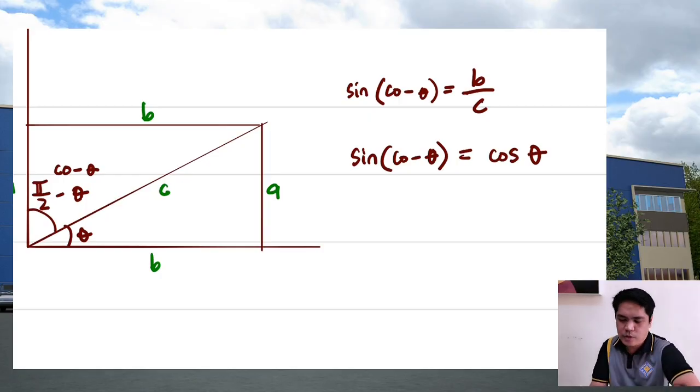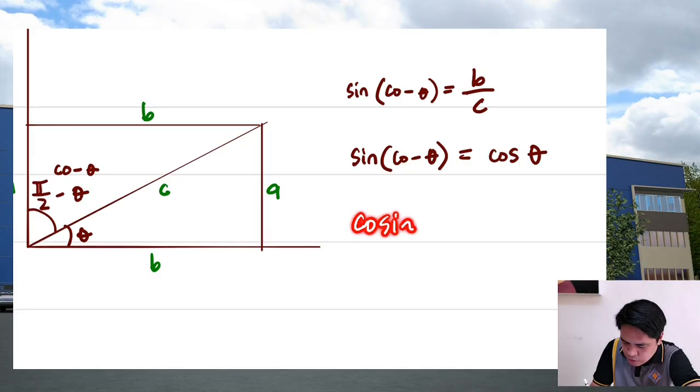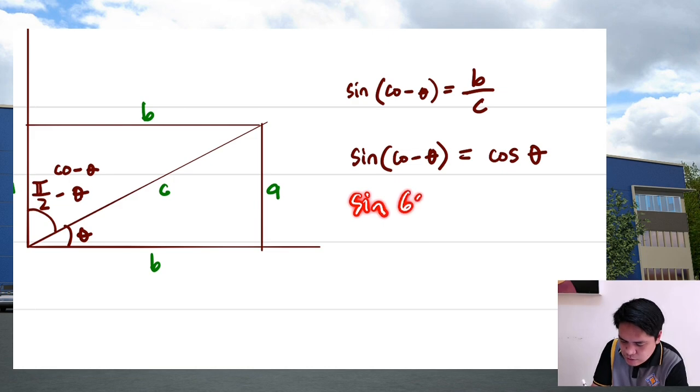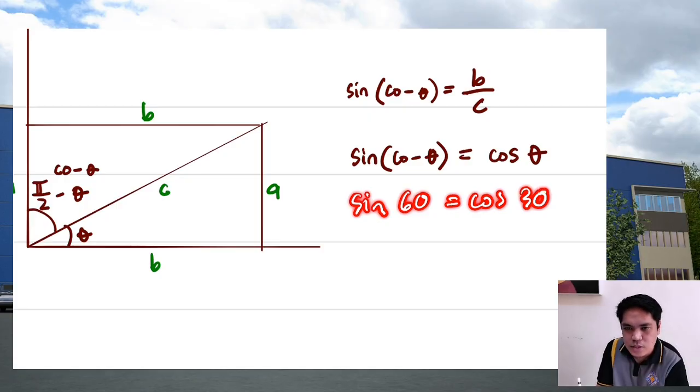That is, yun na nga, kaya tinawag siyang cosine. So, cosine means complement of sine. Ganun lang siya. That's why, the sine of complement of theta is equal to the complement of sine of theta. Diba? Parang ganun lang. So, that means that the sine of 60 degrees is equal to the cosine of 30 degrees because they are complements. 60 and 30 are complements, right?